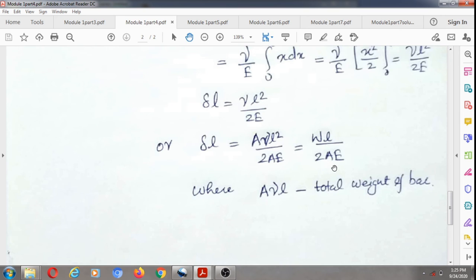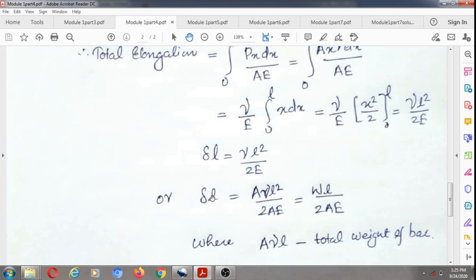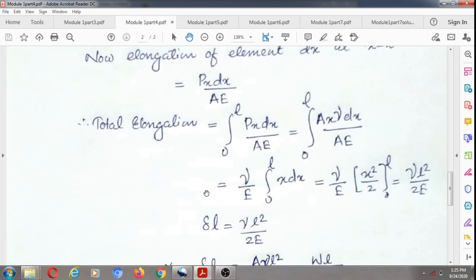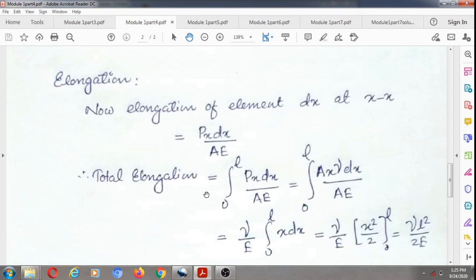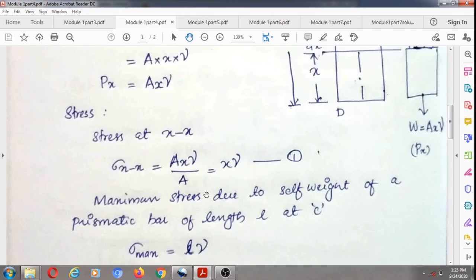This is the expression for the elongation of a bar due to its self-weight. When W is the weight, then the delta value is equal to WL divided by AE. So go through the derivation, write it down in your notebook, and do the problems related to this topic.